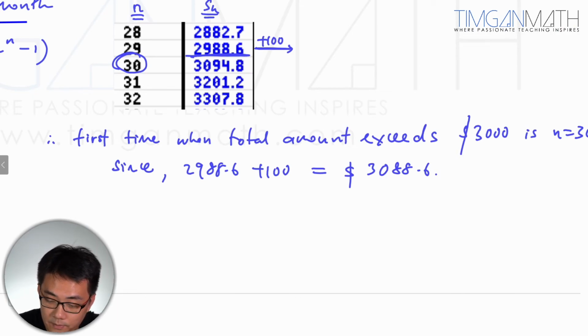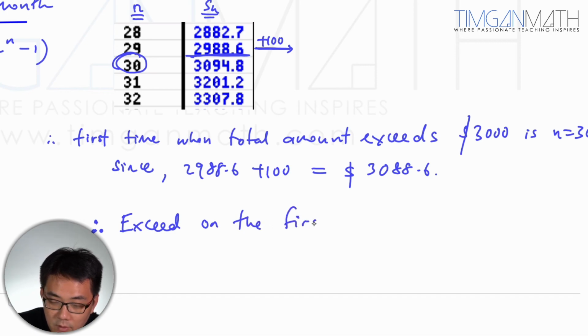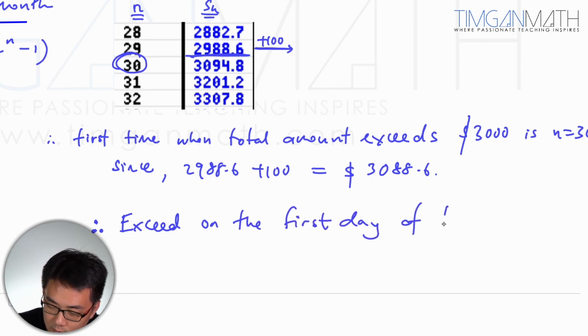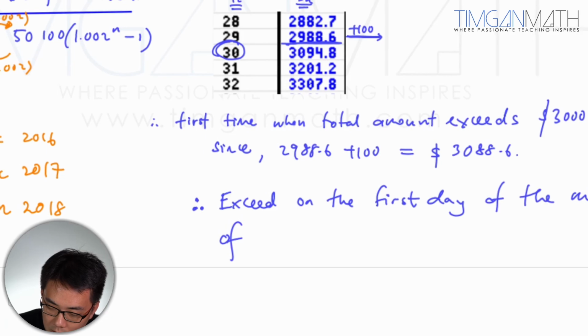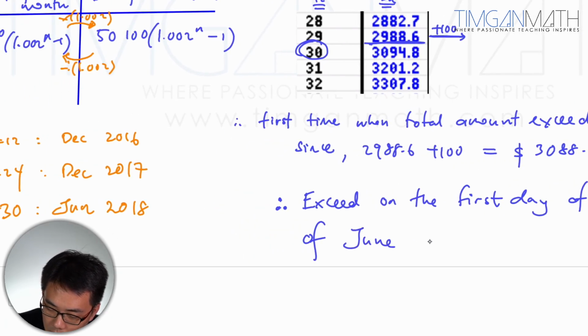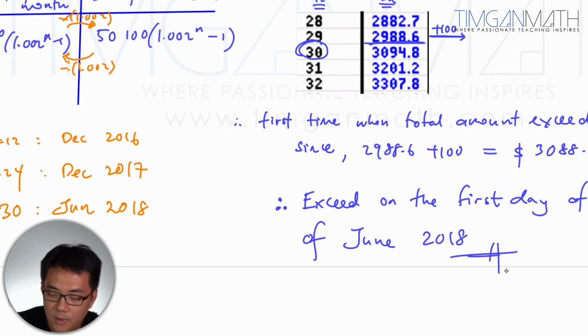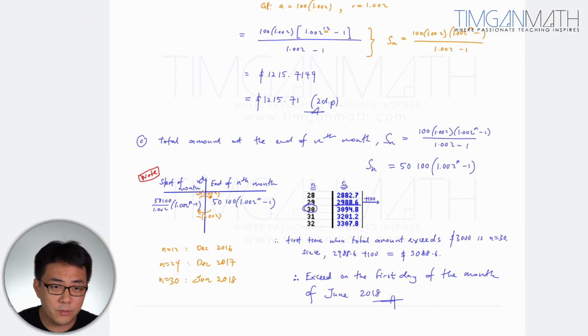So hence n is 30, since first month, so it's n is 30. It occurs on the first day of the month of June 2018. Okay, so that's how we do this part here proficiently.